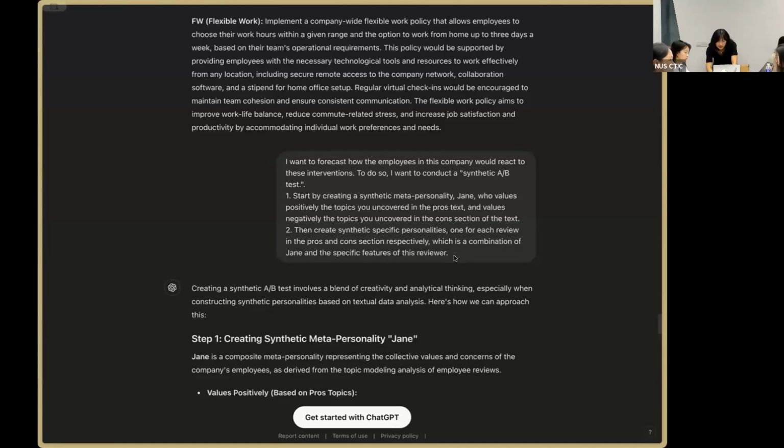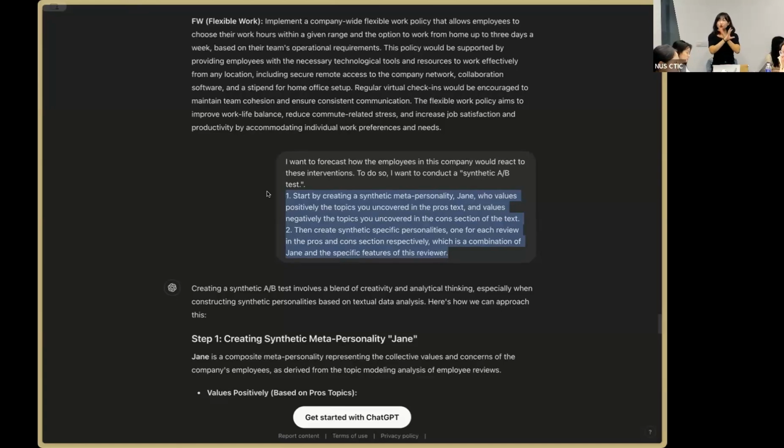So here is what I did. Started by creating a synthetic meta personality, Jane, who values positively all the topics you've uncovered. So I've told ChatGPT to use LDA to uncover topics that have been discussed across all the real employees. And basically, Jane is a generic person. Jane loves what everyone loves, and Jane hates what everyone hates.